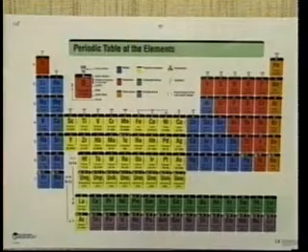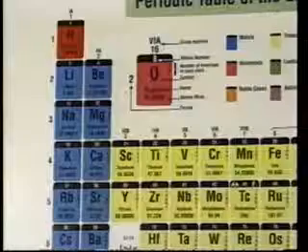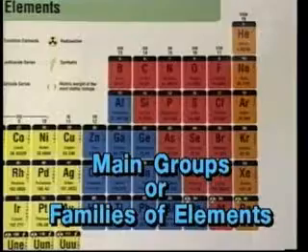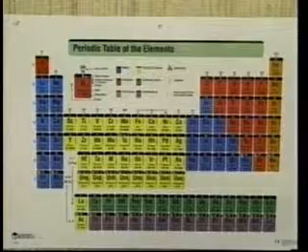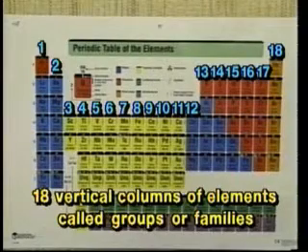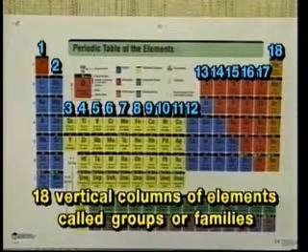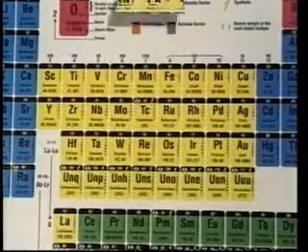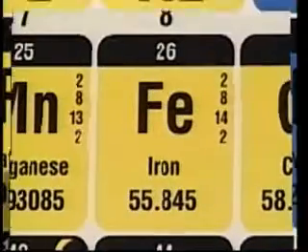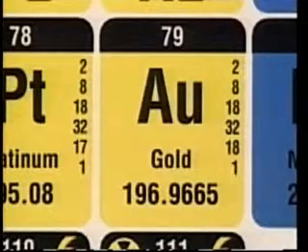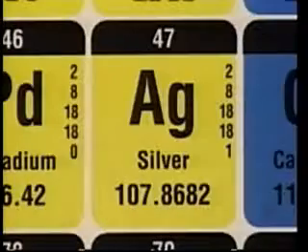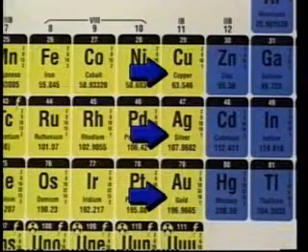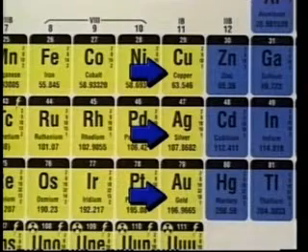Having discussed the history and meaning of the periodic table, let's now consider some of the main groups or families of elements represented in the table. The table is precisely designed to include 18 vertical columns of elements, called groups or families. Within each column or family, elements have properties that are similar but not identical. Thus, in column 11, we have the elements copper, silver, and gold, all similar but not identical metals.